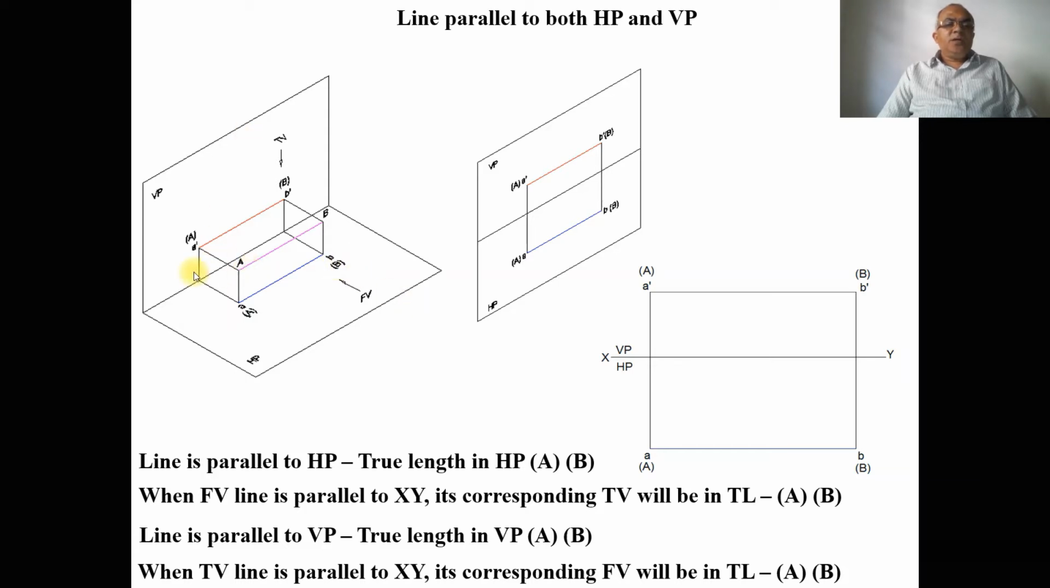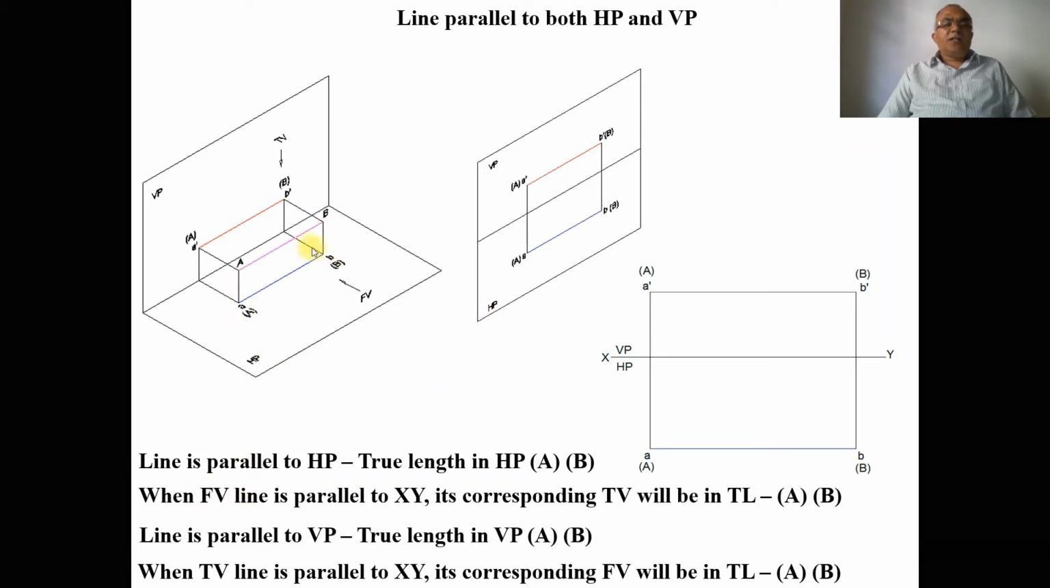When you look from the top view, it is parallel to VP. Since it is parallel to VP, we can see the distance. So it will be the true length, which will be capital A and capital B in the top view. So the line is parallel to HP. If the line is parallel to HP, then we can see the true length in HP. That is capital A and capital B.